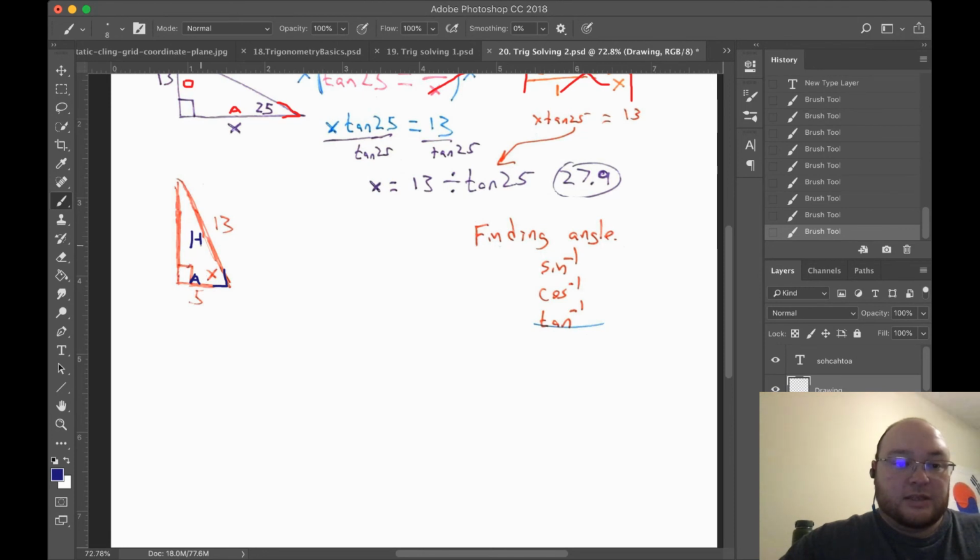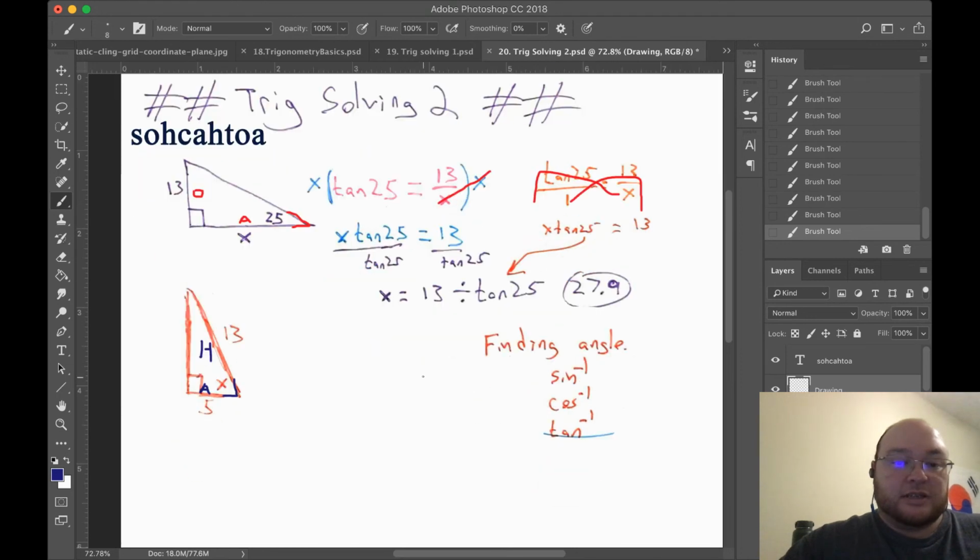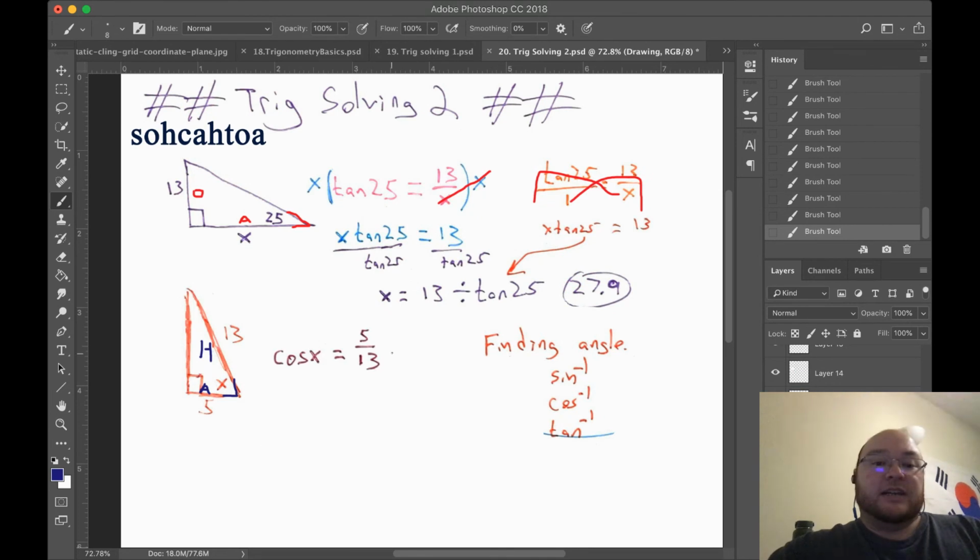Boom. And if you look at SOHCAHTOA, A over H is cosine. So we're going to write our normal equation that we've been running every single time. Cosine of x equals 5/13. So the reason we're using that inverse cosine now is we're trying to get this x by itself.